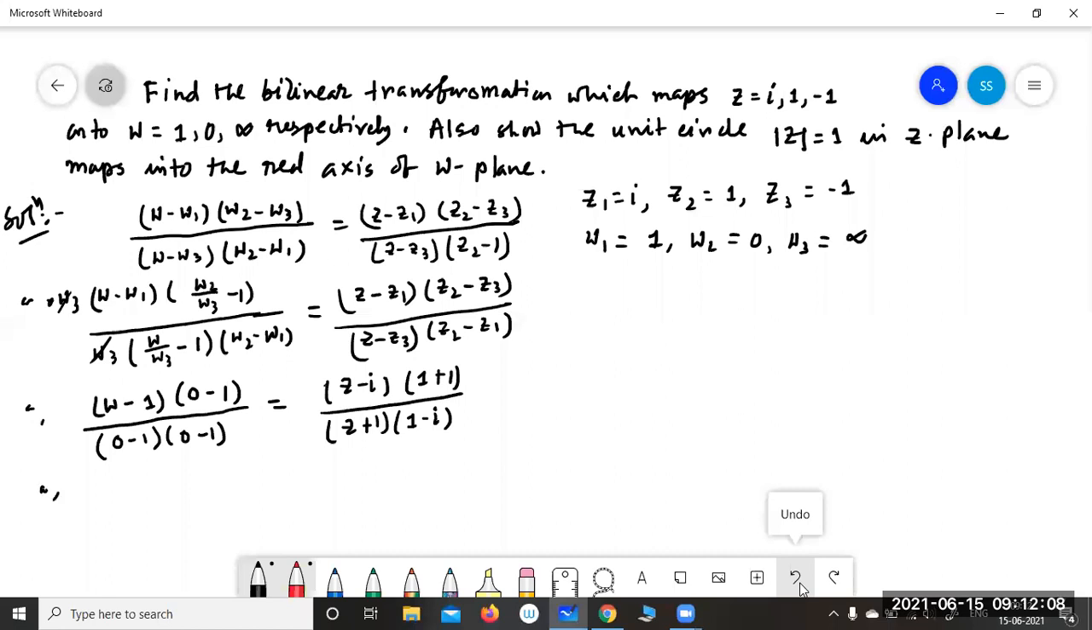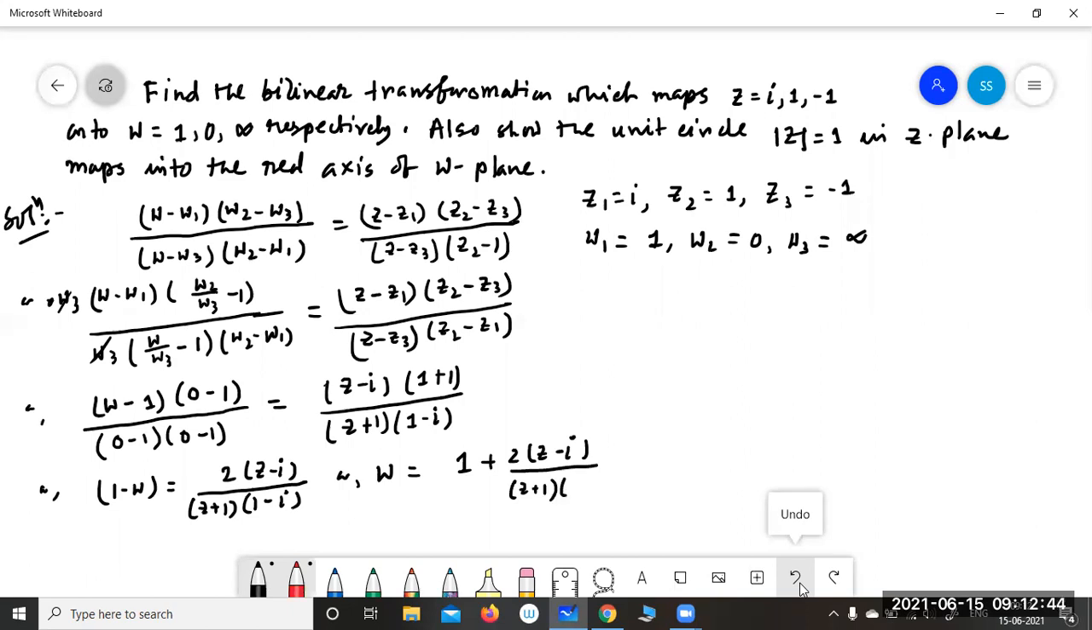So from here, we got that 1 minus W. If we take here, it is the minus minus cut. Here, 1 minus is here. So from here, we can write down that 1 minus W is equal to 2 into Z minus I divided by Z plus 1 into 1 minus I. So from here, we can find out the value of W is equal to 1 plus 2 into Z minus I divided by Z plus 1 into 1 minus I. So you can find out it.